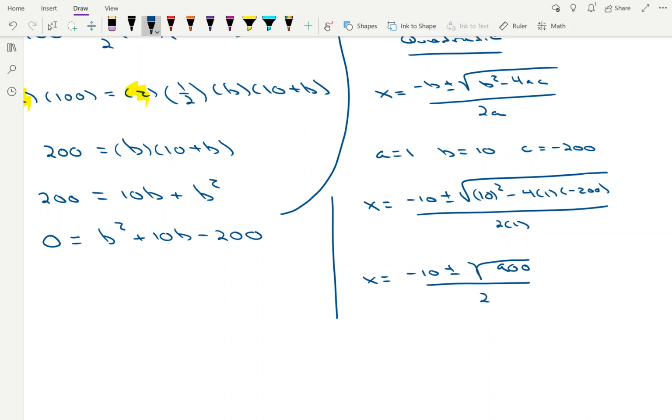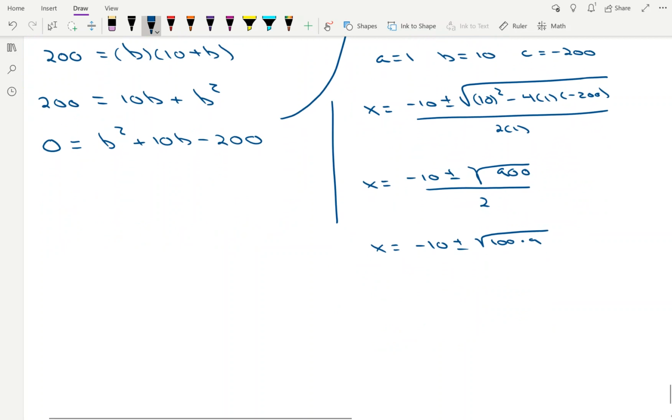That looks nicer. So x is equal to negative 10 plus or minus, what's that? That's going to be the square root of 100 times 9. We can break that down pretty easy. Let's just show you, 100 times 9, so that's 10 times 3. Okay, so x is equal to negative 10 plus or minus 30 all over 2.